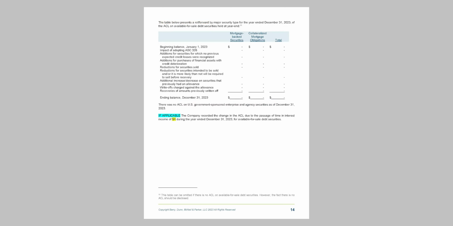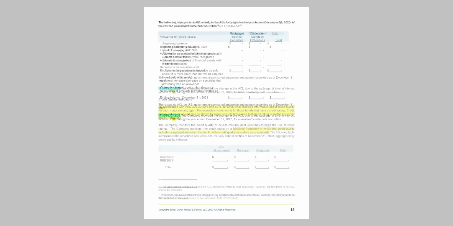So for instance, on page 14, we essentially have a roll forward of the ACL on, in this case, available for sale debt securities. Now, keep in mind, a roll forward as a table here may not be appropriate for your institution. For instance, if you don't have any credit loss on your AFS debt securities, likely doesn't make sense to have a table just with zeros. You can probably just disclose that narratively and forego having a full-blown table in the financial statements.